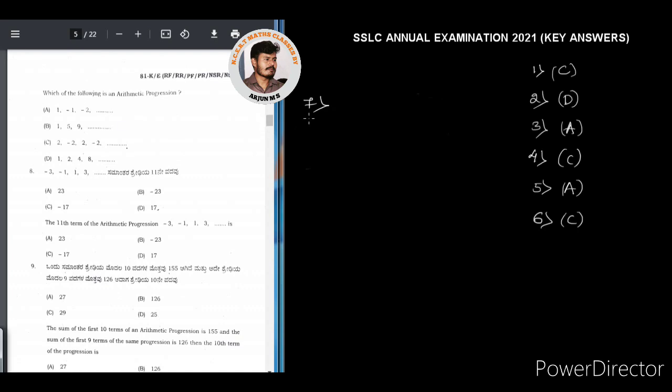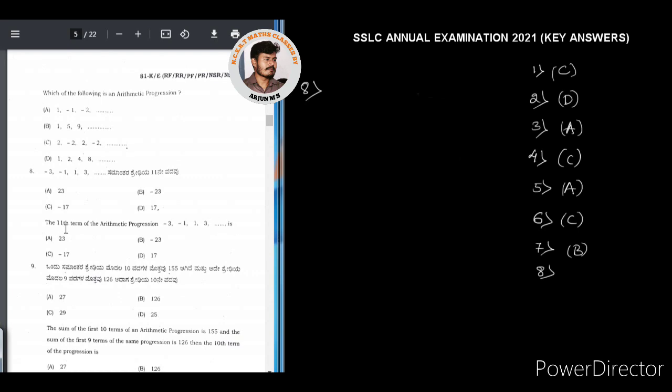So that's why option B is correct, because a2 - a1 = a3 - a2. 5 - 1 = 9 - 5. So the common difference is equal to 4. So the answer for the seventh question is option B. So now take down the next question, eighth question. Minus 3, minus 1, 1, 3 of the arithmetic progression is.